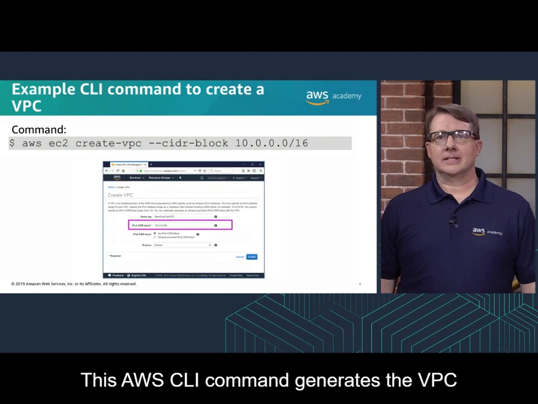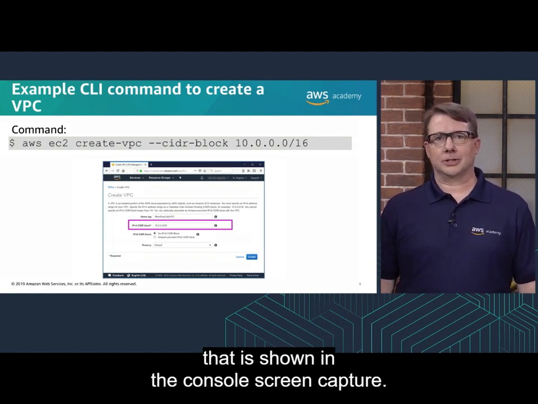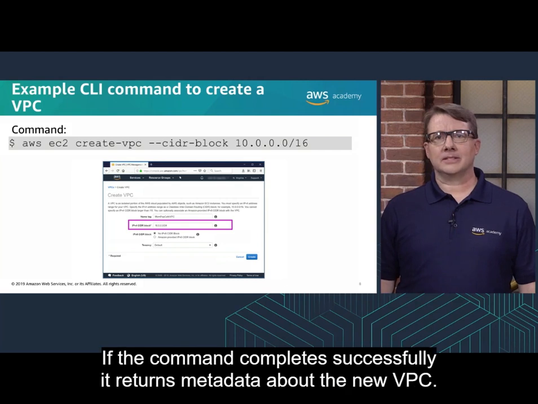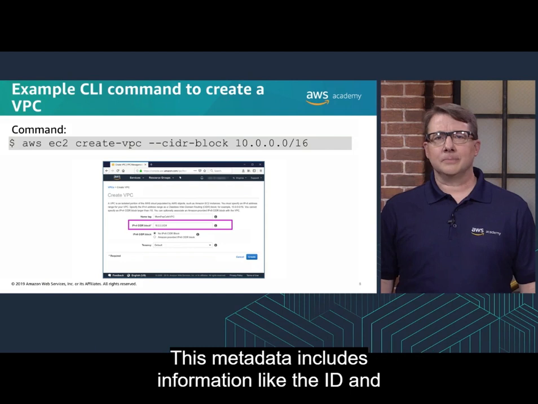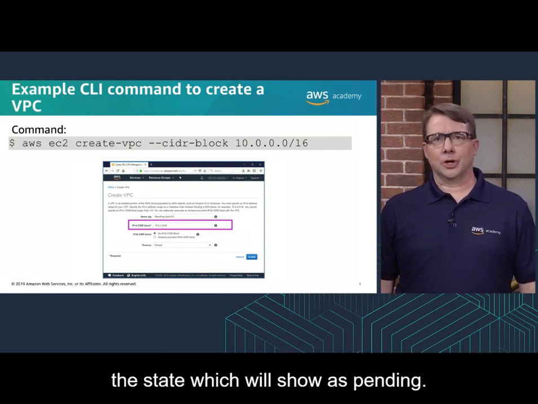This AWS CLI command generates the VPC that is shown in the console screen capture. If the command completes successfully, it returns metadata about the new VPC. This metadata includes information like the ID and the state, which will show as pending.